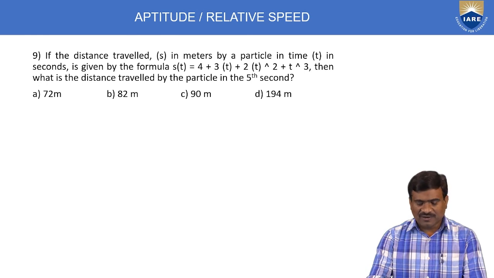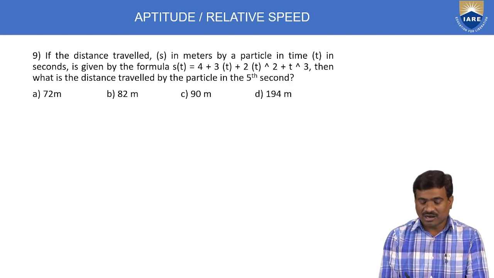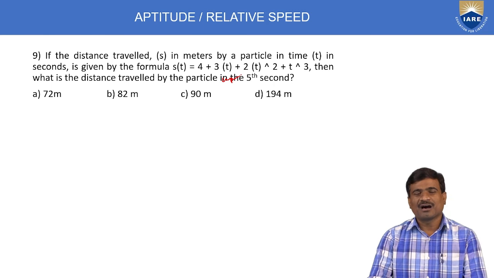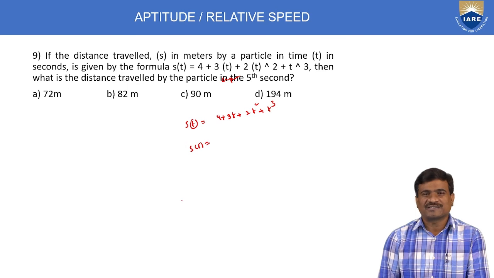Last example. If the distance traveled s in meters by a particle in time t in seconds is given by the formula s of t is equal to 4 plus 3t plus 2t square plus t cube, then what is the distance traveled by the particle in the fifth second? Here calculate up to the 5th second. Find s of t. s of t is equal to 4 plus 3t, next 2 into t square, next t cube. Now substitute t is equal to 5 seconds in s of 5.